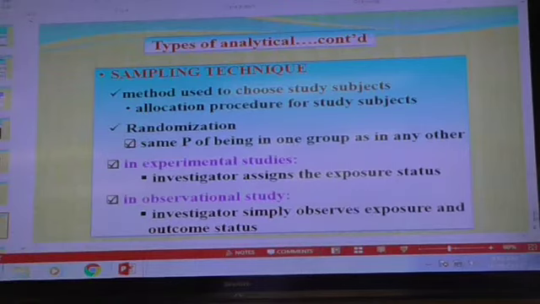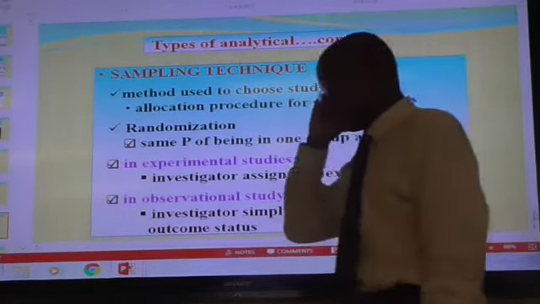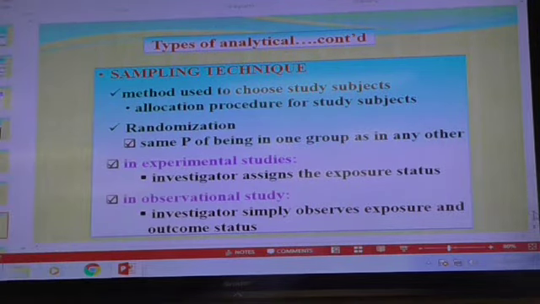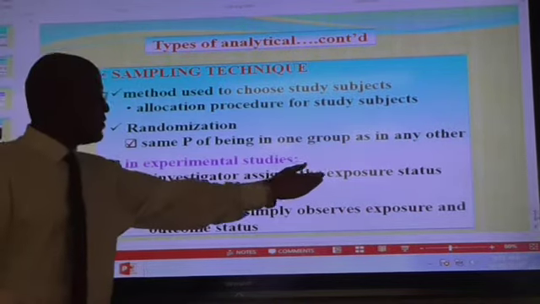So that is one way. The other criterion for classifying study designs is the sampling technique that we use. The other day in sampling, I showed you how we do randomization. So in experimental studies, we always what?